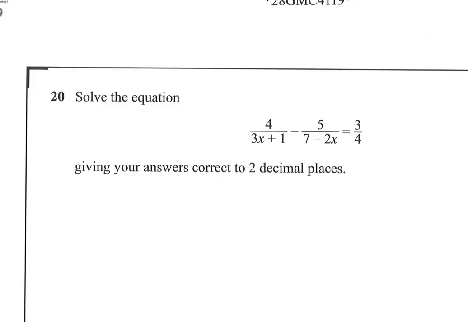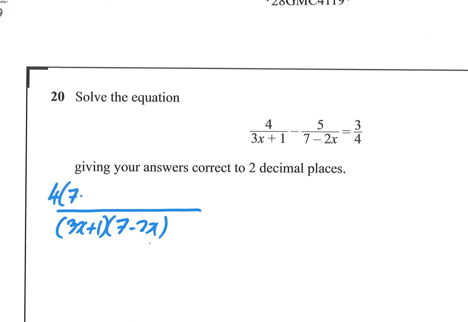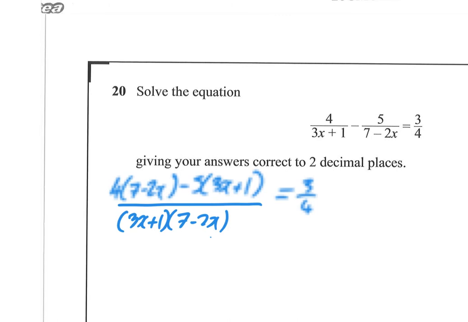Next question 20 says solve the equation, giving your answer correct to 2 decimal places. So here what we've got to do is find a common denominator first of all. So your common denominator is going to be 3x plus 1 upon 7 minus 2x. Your top line will become 4 upon 7 minus 2x, then minus 5 upon 3x plus 1 is equal to 3 over 4.